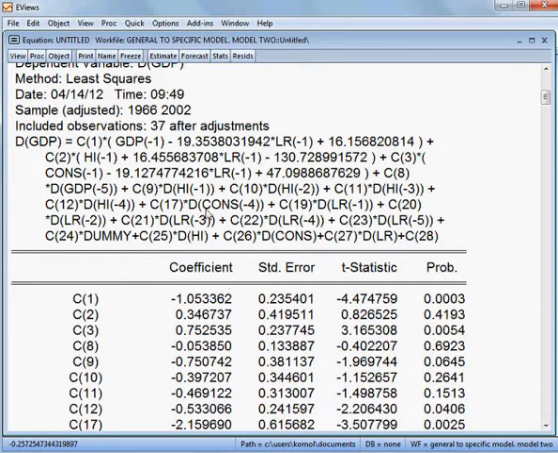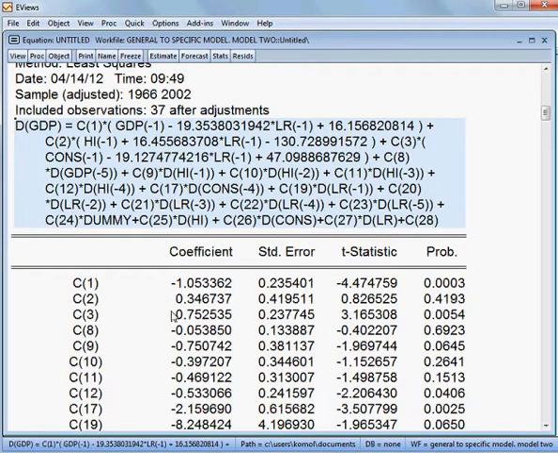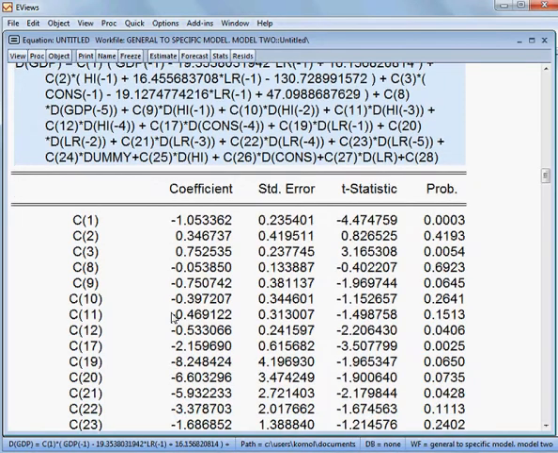So actually, this one is called the general to specific model. From here you can check the general to specific model. So this one is the specific model, right? And you can see here.